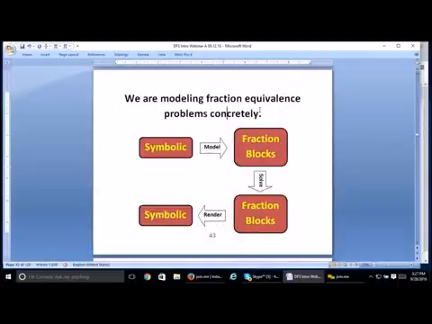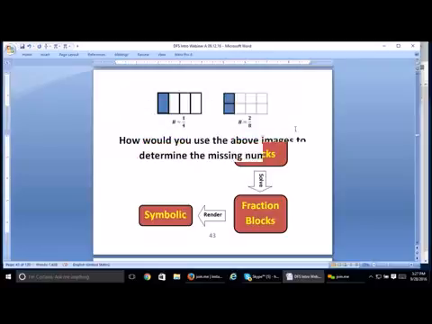Now, those of you who are using Hands-On Equations will notice that the approach we are using here is very similar to the approach in Hands-On Equations. Namely, we have an abstract equation or problem. We model it with the concrete materials. We solve it using the concrete materials, and then we answer the abstract equation. So this is the learning system we are using.